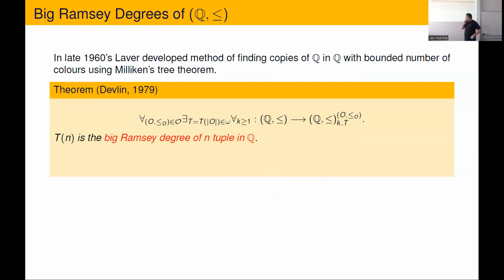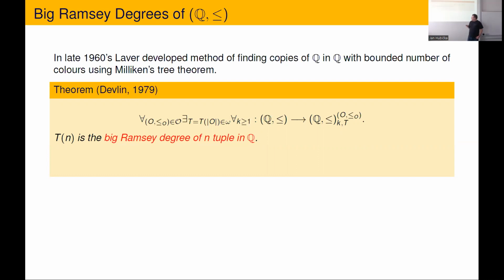But what happened later is actually quite a complicated development. So in the 90s, Laver developed a method which can find copies of Q in Q with a bounded number of colors. That was later generalized into this theorem, which is by Devlin. Devlin wrote this theorem in his thesis, and he disappeared from mathematics, so the theorem was forgotten for a while. But it's a cute one.